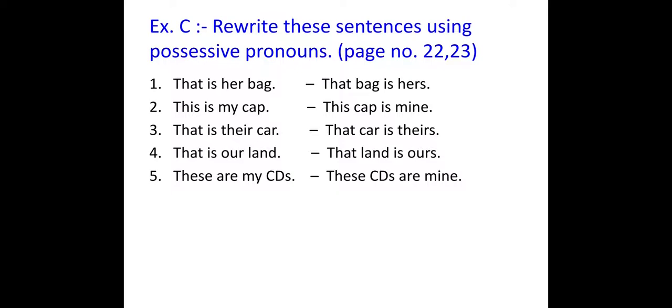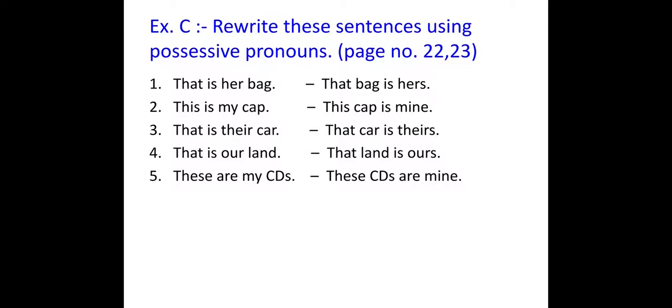It is already written in the textbook, answer: that bag is hers. Number 2, this is my cap. This cap is mine. Number 3 is written on page number 23. Just keep your finger. Number 3, that is their car, and it will change into pronoun: that car is theirs. Number 4, that is our land. Answer, that land is ours. Number 5, these are my CDs. Answer, these CDs are mine.